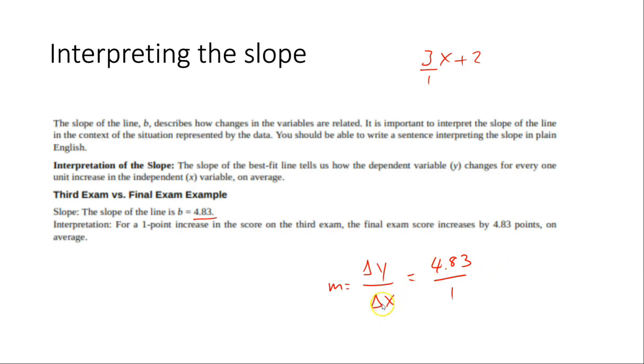So what does this mean? It means when x changes by 1, the y is predicted to change by 4.83. But let's put it in terms of the story. So as your score on the third exam increases by 1 point, we would expect your score on the final exam to go up by 4.83. And that's it. Now I'll help you with that if you need a hand, but that should get you through.